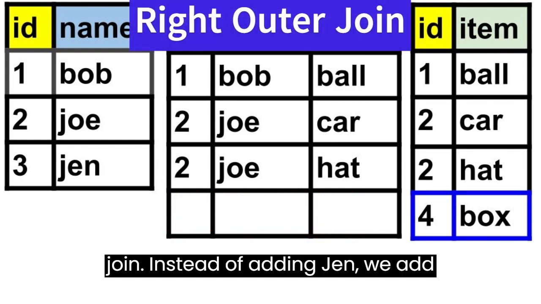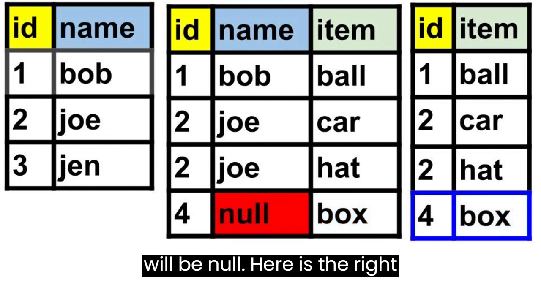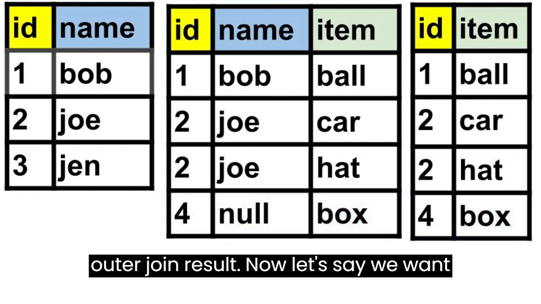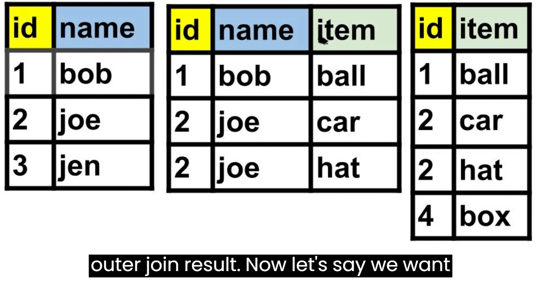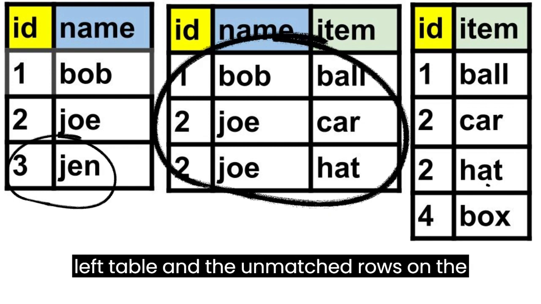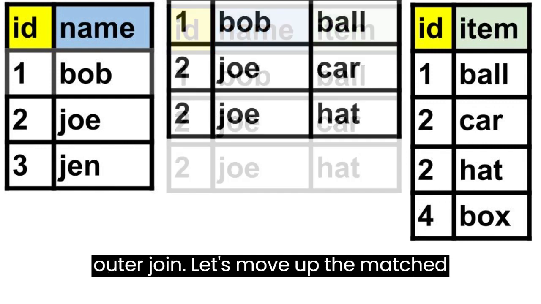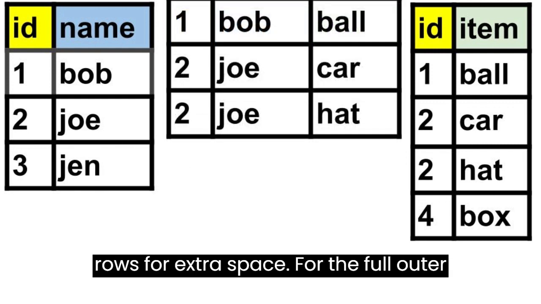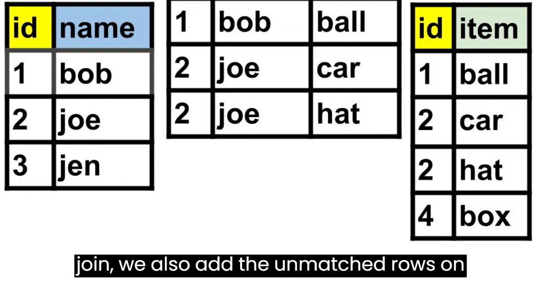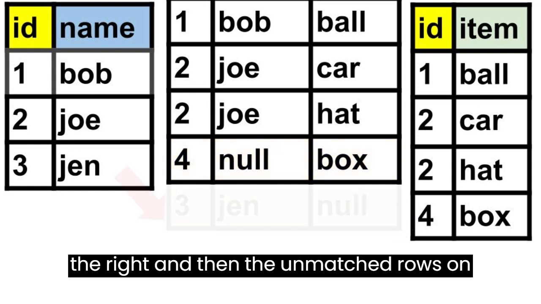Instead of adding Jen, we add the box without an owner, so the name will be null. Here is the right outer join result. Now let's say we want the matches, the unmatched rows on the left table, and the unmatched rows on the right table, then we can run the full outer join. Let's move up the matched rows for extra space. For the full outer join, we also add the unmatched rows on the right and then the unmatched rows on the left.